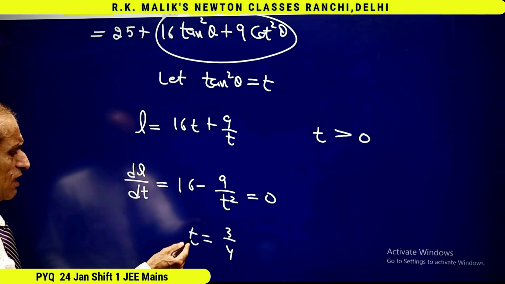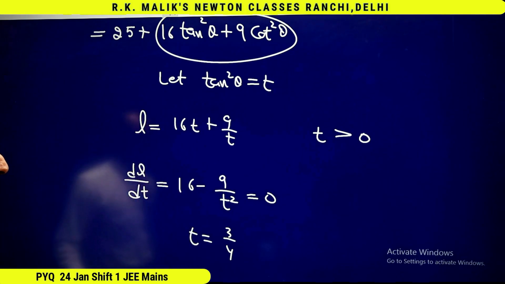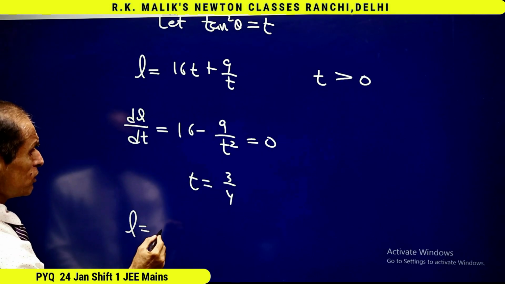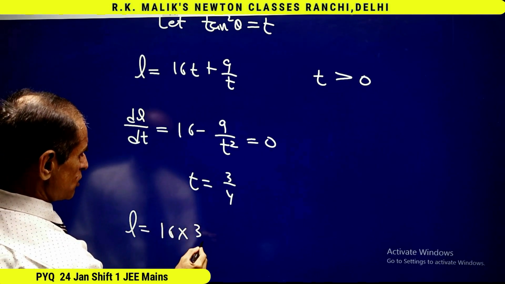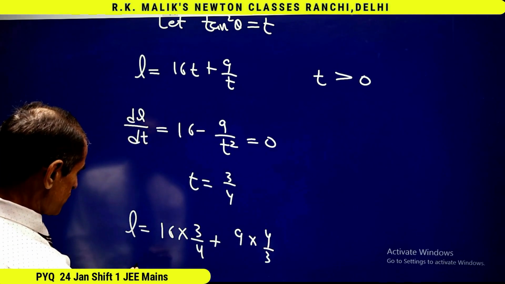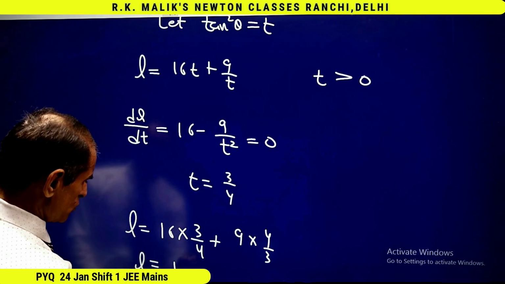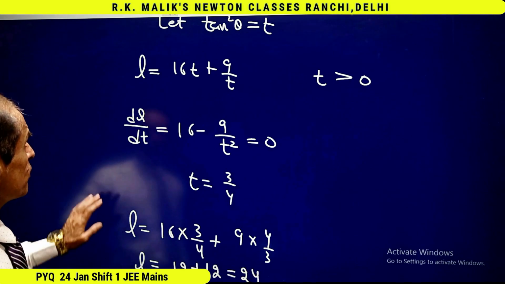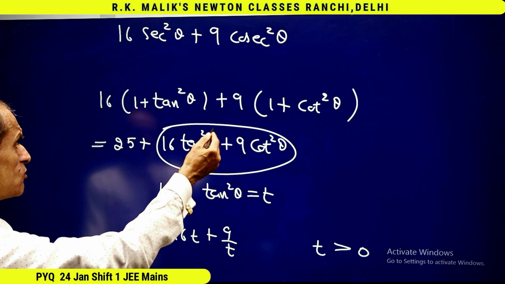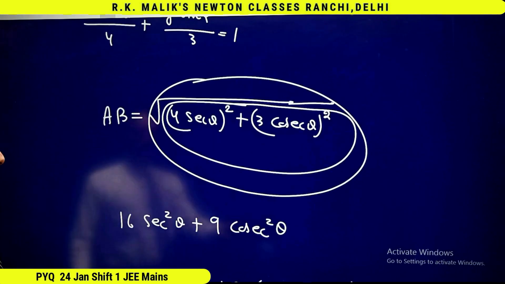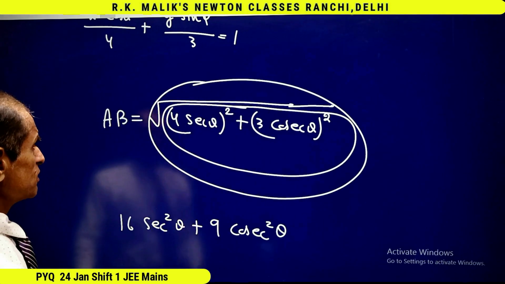Clearly, for t = 3/4, the value of L will be minimum. It is not difficult to check. Hence the value of L for t = 3/4 is 16 × 3/4 + 9 × 4/3. That is, the value of L is 12 + 12, that is 24. Therefore, I can say the minimum value of this is 24. Hence, the minimum value of this whole is 49, and therefore the minimum value of AB becomes 7.